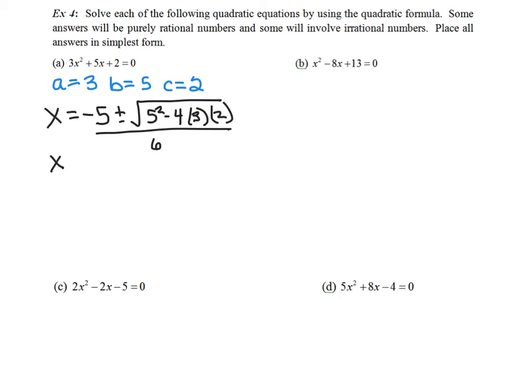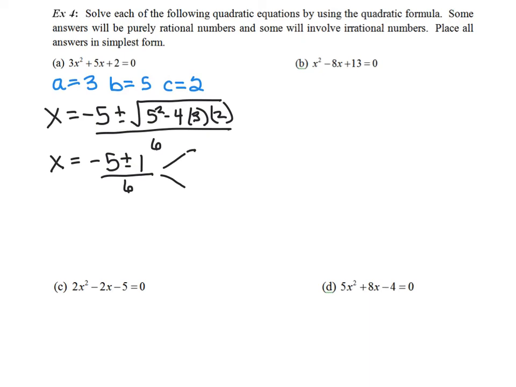I'm going to go ahead and simplify that, so I get x is equal to negative 5, plus or minus, and this is the part where I literally just go to my graphing calculator. I get the square root of 1, but the square root of 1 is just 1. So negative 5 plus or minus 1 divided by 6. Here's another one of those examples where the roots are rational. There's no radical left in our answer.